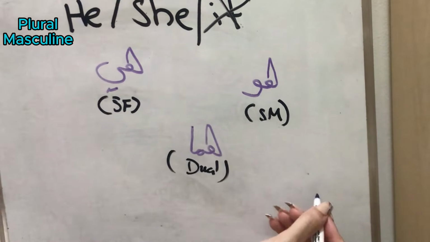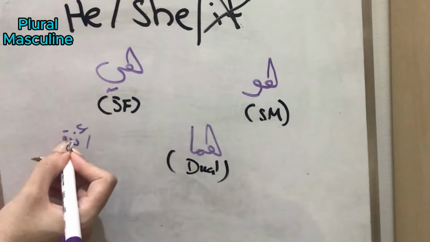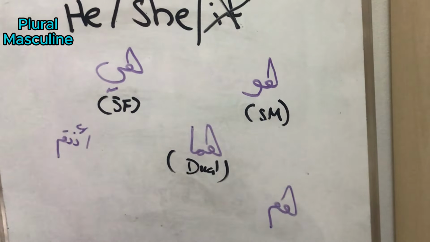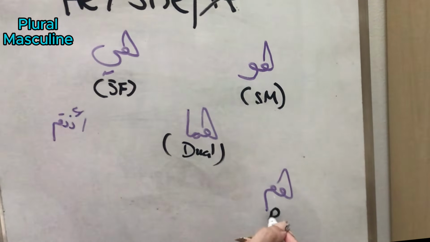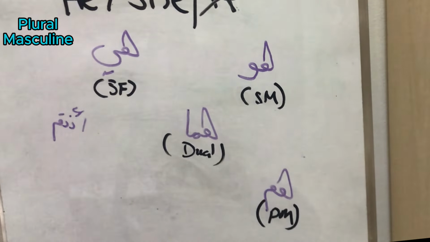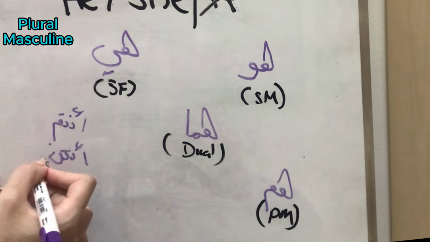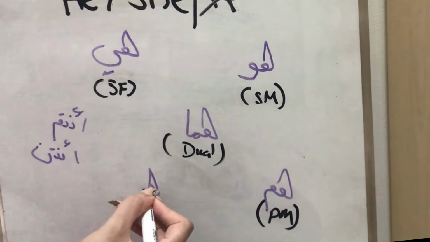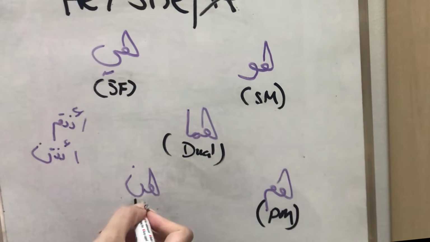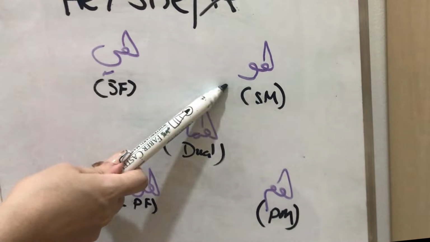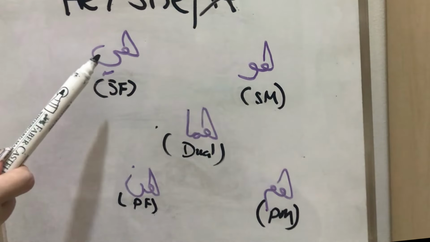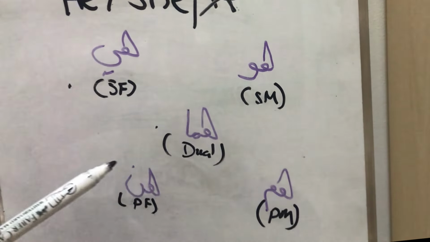Same goes with plural masculine. We said it was antum. Now it's hum. For plural masculine, hum. And for plural feminine, it was antunna. It's going to be hunna. Huwa, hiya, huma, hum, hunna.